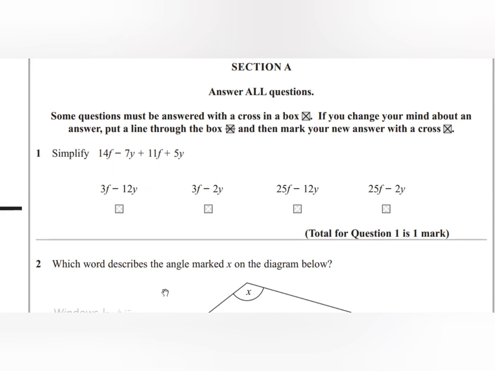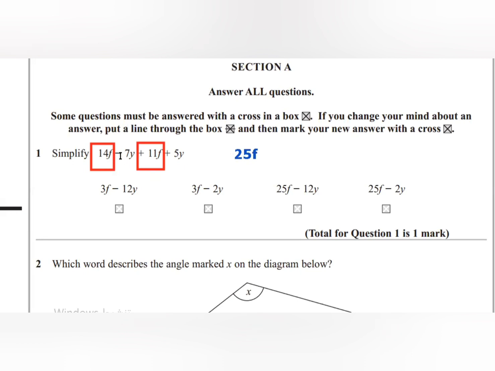Let's take a look at the terms here. Like terms, we have 14f and 11f. These are like terms because they are the same. We're going to add or subtract them depending on their signs. We have 14 plus 11 equals 25. So we have 25f. That's the first term.